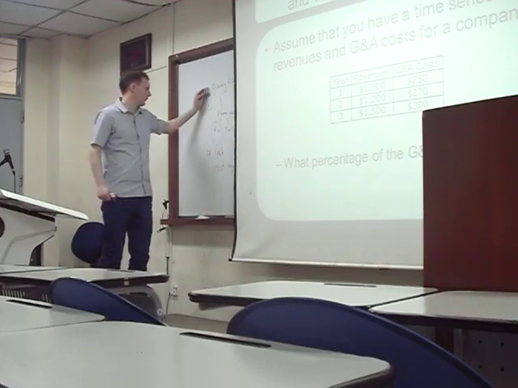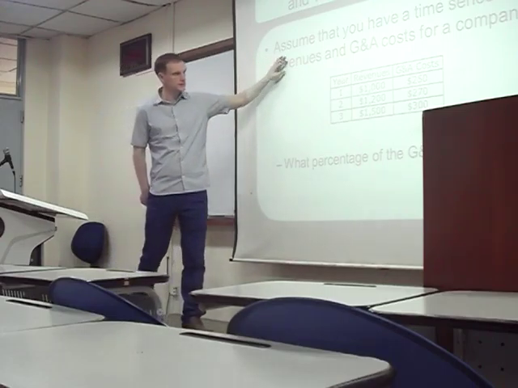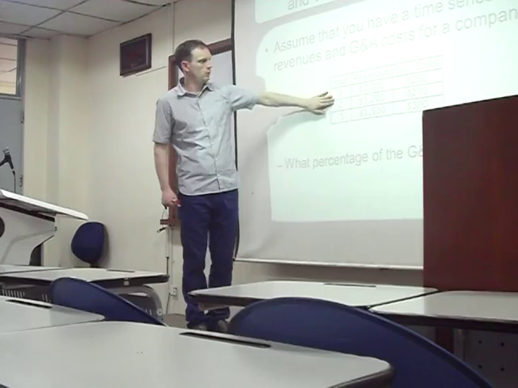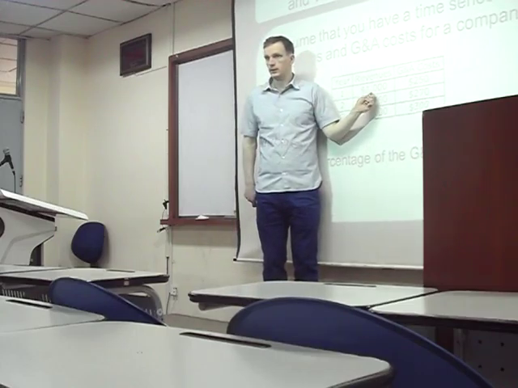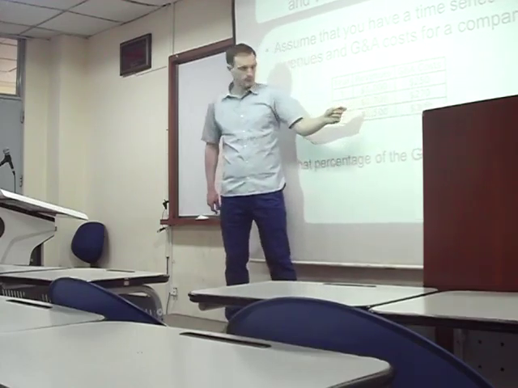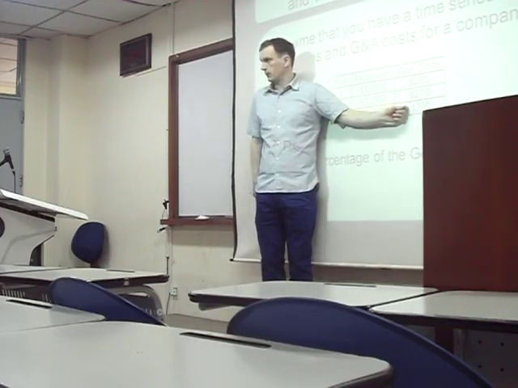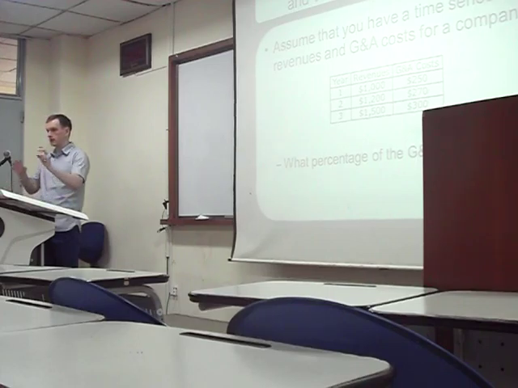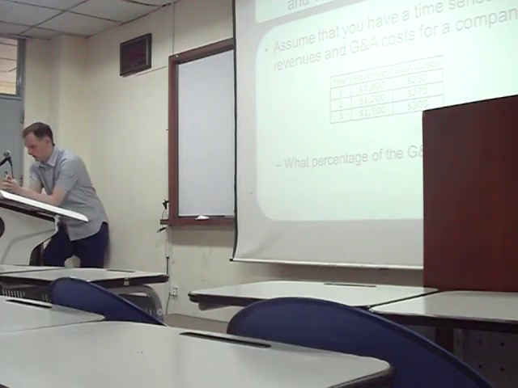So I wonder if you can do this calculation. Assume you have this time series of revenues and G&A costs for a company. Year one, this revenue, this general and administrative cost. Year two, revenue goes up by 200, general and administrative cost goes up by 20. Year three, revenue goes up by 300, general and administrative cost goes up by 30. Can you tell me what percentage of the general and administrative cost is variable from these numbers? Think about it for a minute. It's like a maths problem. What percent is fixed and what percent is variable?